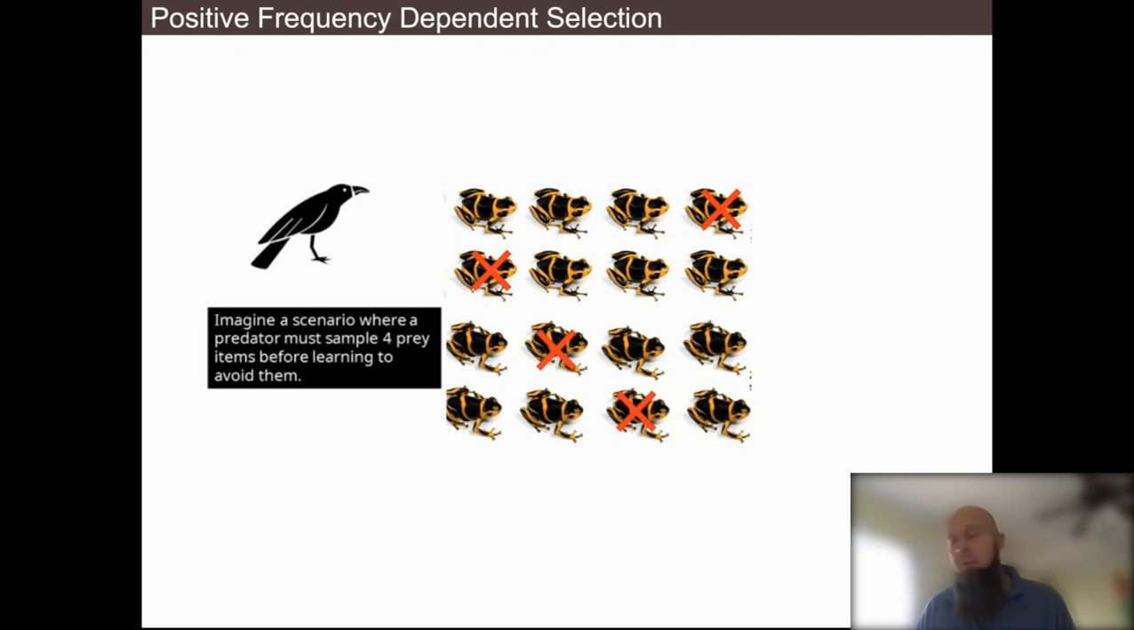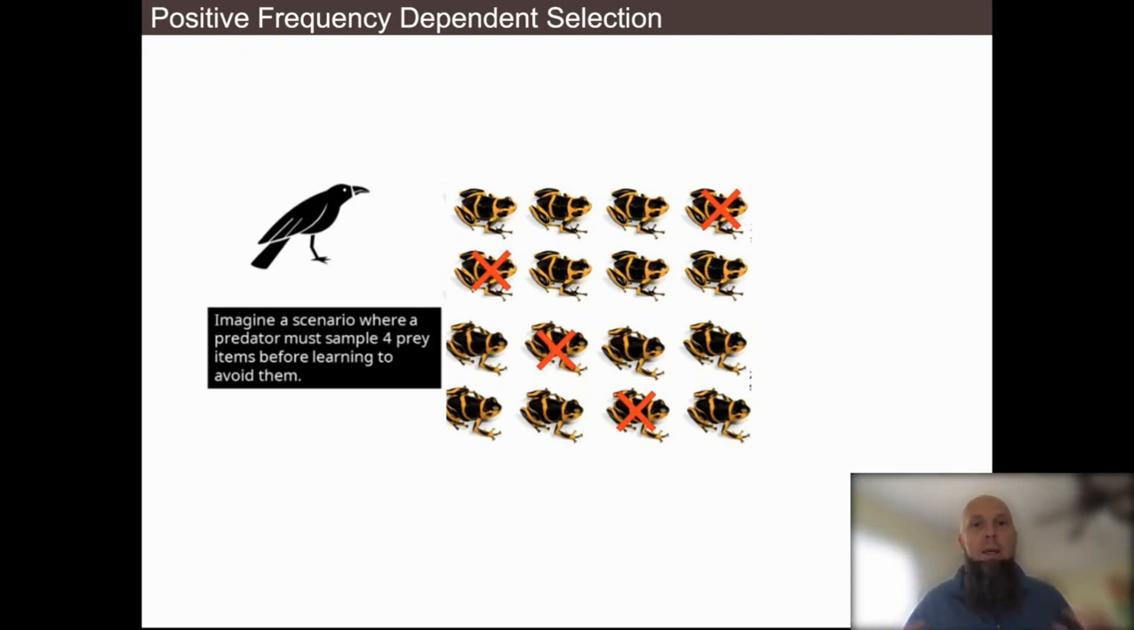So they try a couple of them and decide, you know what, I'm never tasting one of those again. But they have to learn by tasting one or two or three or four. It takes a while for them to learn. So they grab them, spit them out, and after a couple of tries, they're like, forget it. I'm never trying a yellow and black frog again.